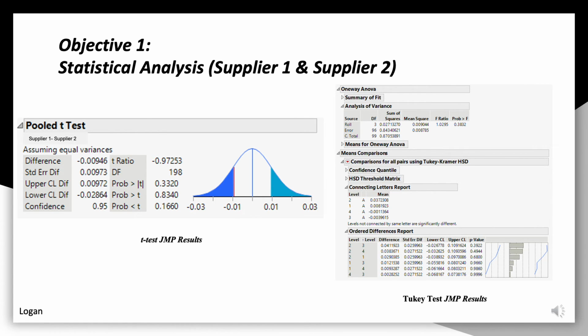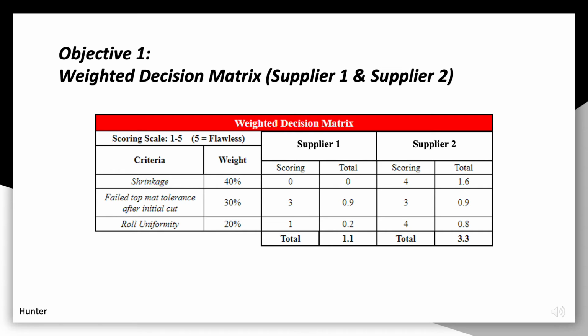We conducted a Tukey test to determine whether Supplier 1's raw material rolls have an impact on the process. After conducting the Tukey test, it was concluded that each Supplier 1 roll received the same letter grade of an A. Therefore, there is not enough evidence to support that the different Supplier 1 rolls have an impact on the process.